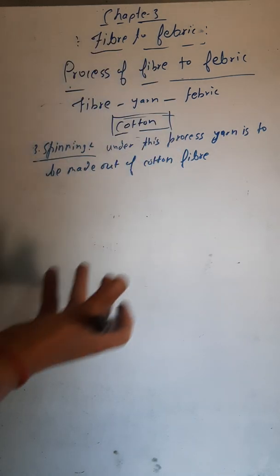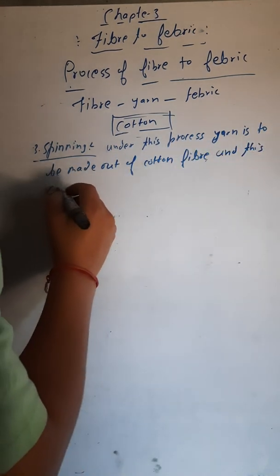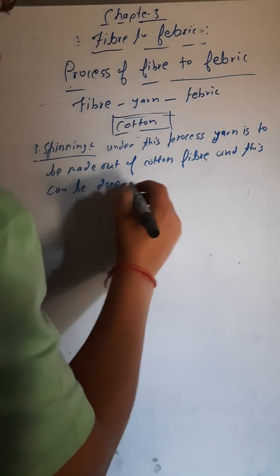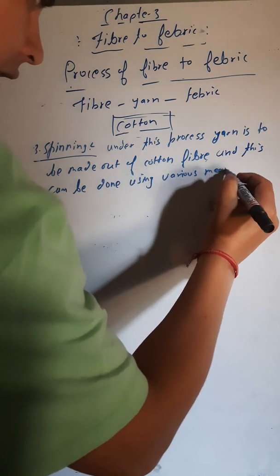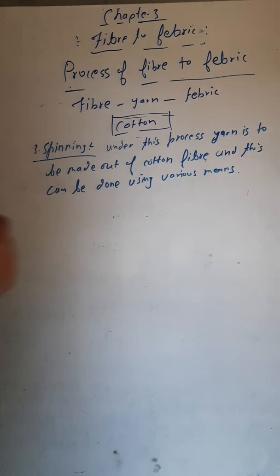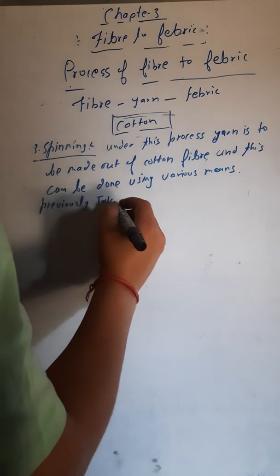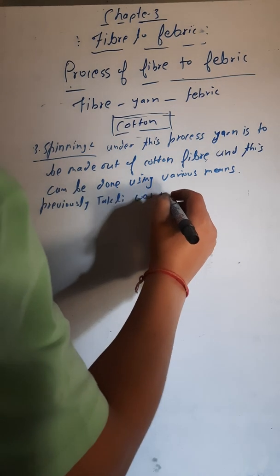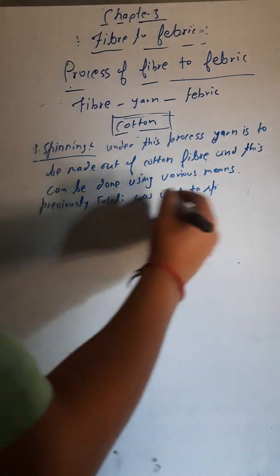Later you would study this in your SST class. But right now only this much you have to know, that under spinning, yarn is to be made out of cotton fiber, and this can be done using various means. Like previously we were using the takli for that. Previously the takli was used to spin.